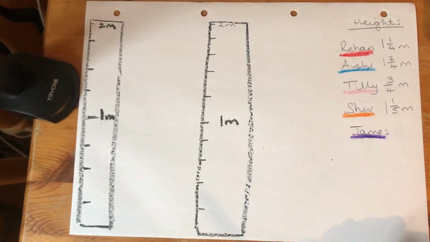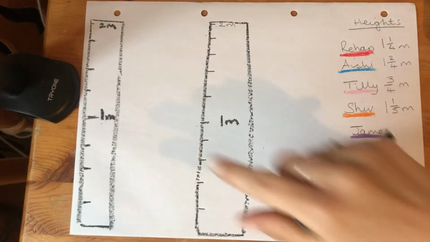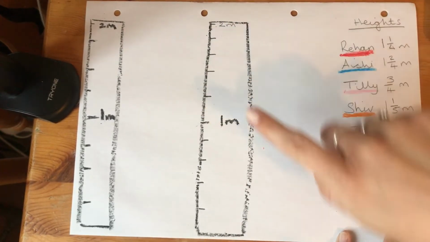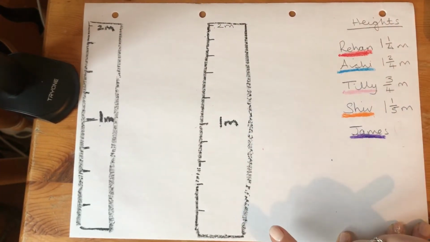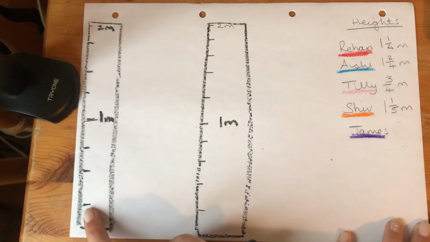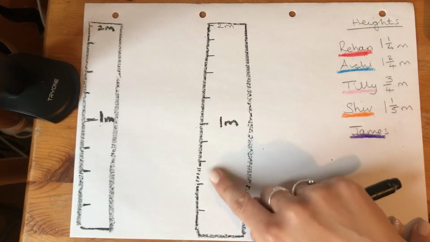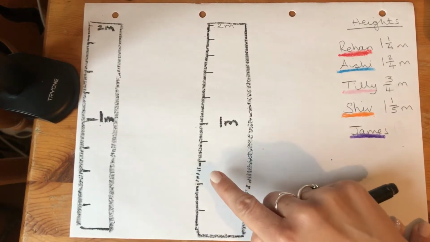So here I have two charts to show height. Okay, I've got two 2-meter rulers. I've got one here and one here, but they're slightly different. The difference is the intervals they go up in. Although we would normally call them intervals, we can also think about them as being fractions here.